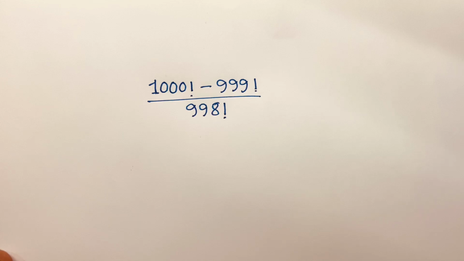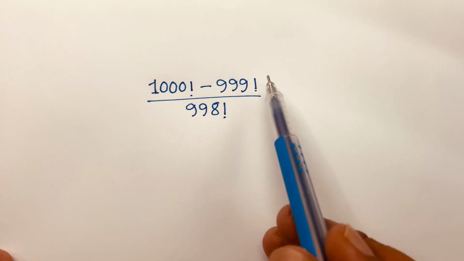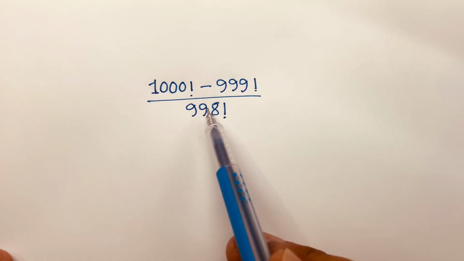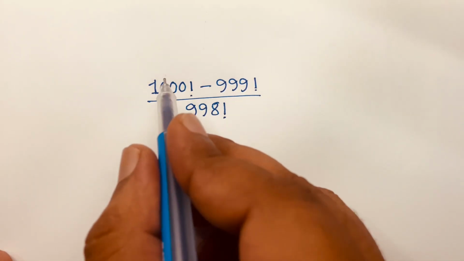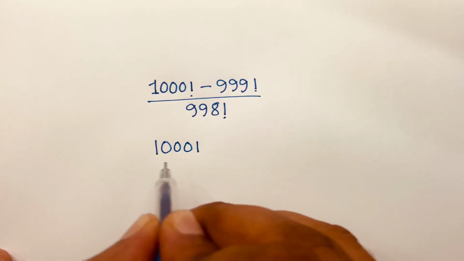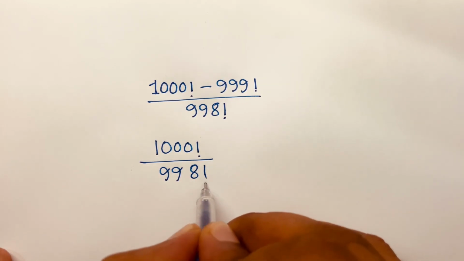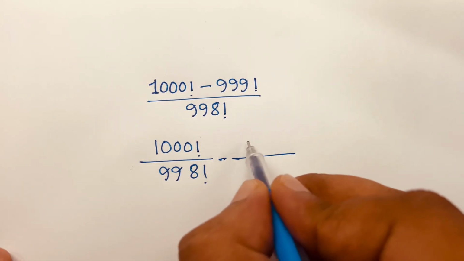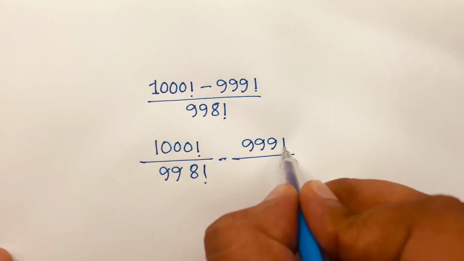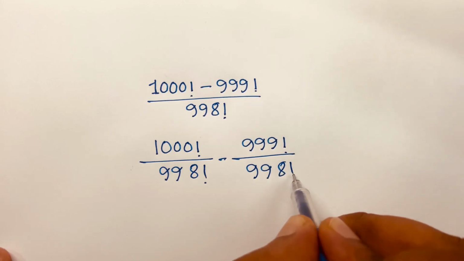How to solve this math Olympiad question? 1000 factorial minus 999 factorial over 998 factorial. So first of all, I can see it will be 1000 factorial over 998 factorial, minus 999 factorial over 998 factorial.